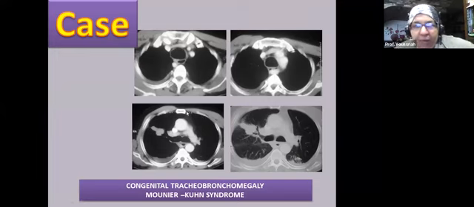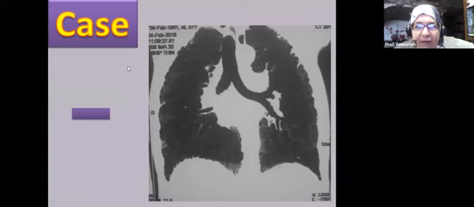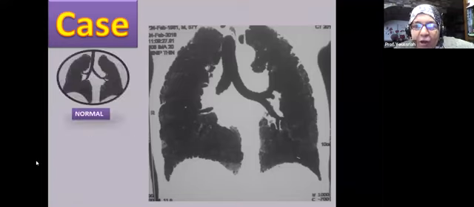It is not common, but it is a congenital cause of the dilated trachea, and it is usually associated with bronchiectasis. Next, what we see more commonly is the acquired dilatation of the trachea. This is a normal one on the left side.